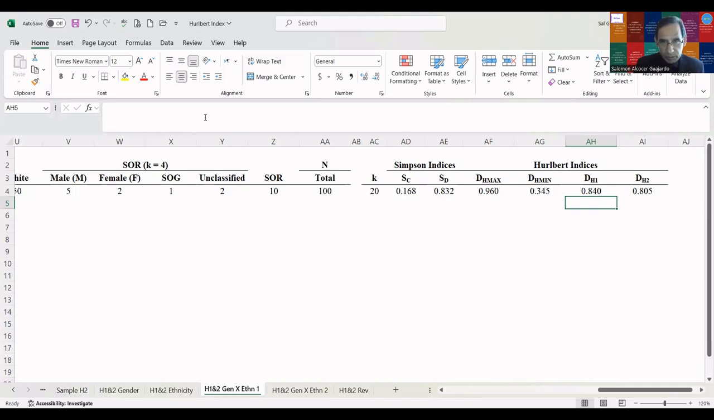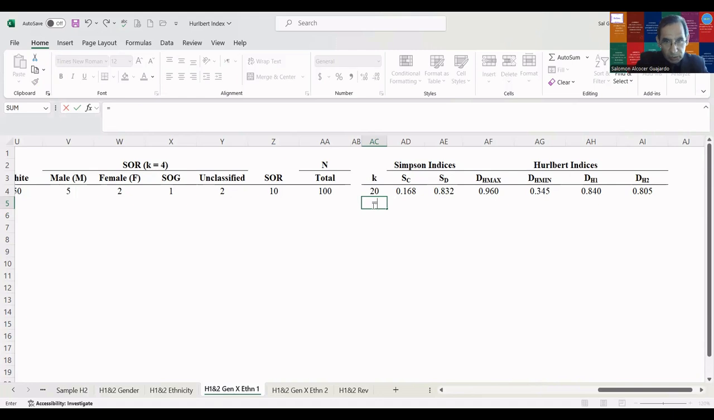However, in order to obtain the Simpson standardized or evenness score, let me calculate the maximum score very quickly. So it's going to be equals parentheses 20 minus 1, in parentheses, divided by 20. Or could I just use the cells?